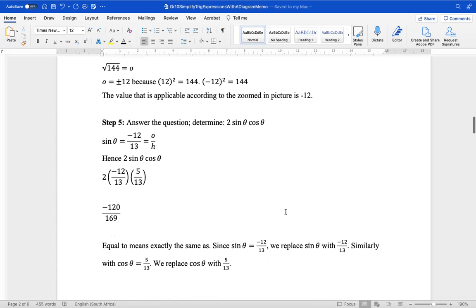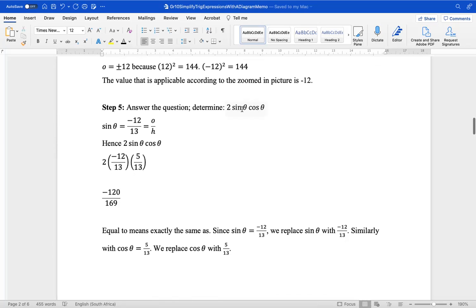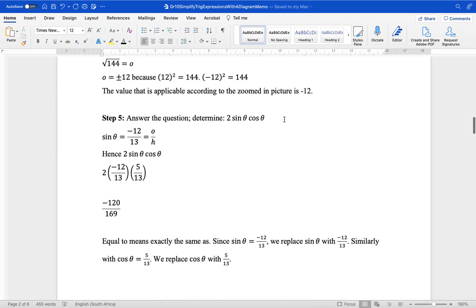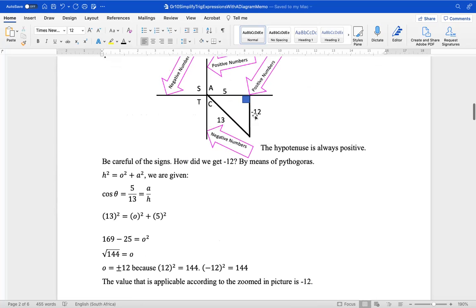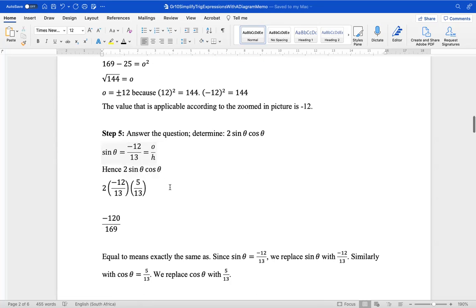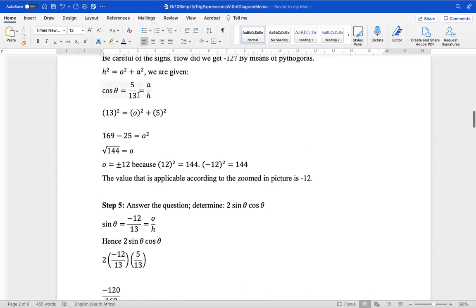Then we need to answer the question, which said we need to determine 2 sine theta cos theta. So we work out what sine theta is, and once again, Soh Cah Toa, it's opposite over hypotenuse. According to where we zoomed in, our opposite is negative 12. So where you see your O, you plug in negative 12. H is always positive, that's 13. Sine theta is equal to negative 12 over 13, it means that where I see sine theta, I'm going to plug in negative 12 over 13. Where I see cos theta, I'm going to plug in 5 over 13.